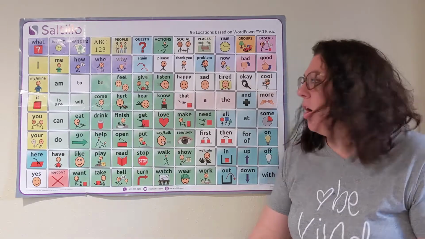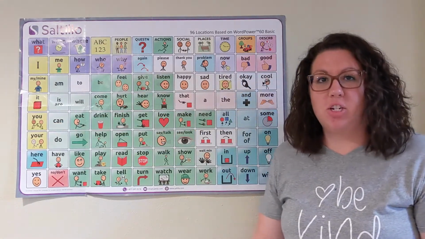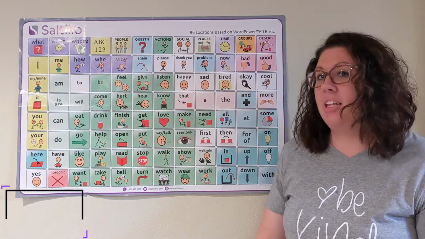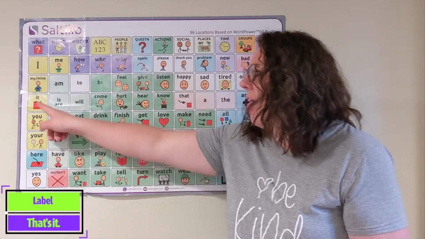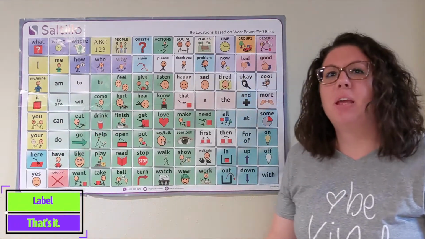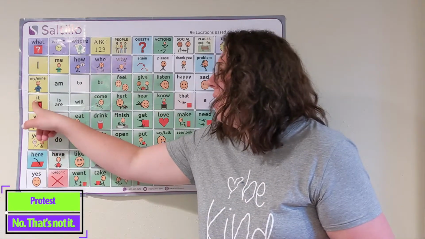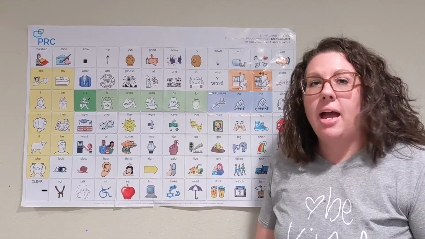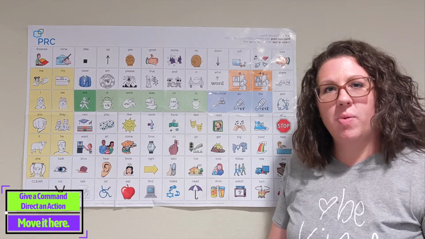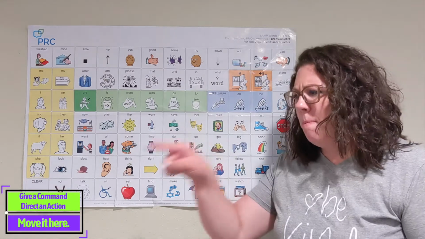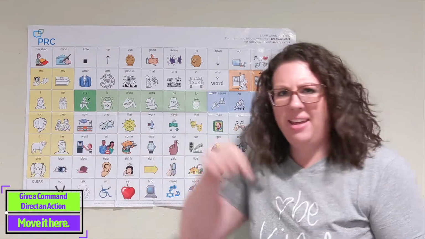Now let's use our word it for different functions of communication. I could label something and say, that's it. I could protest and say, no, that's not it. I could give a command or direct an action and say, move it here.